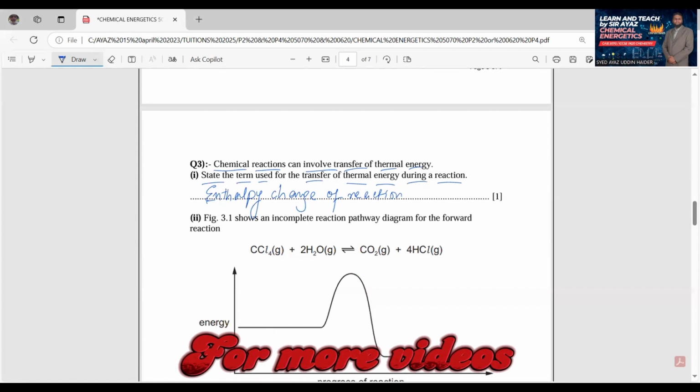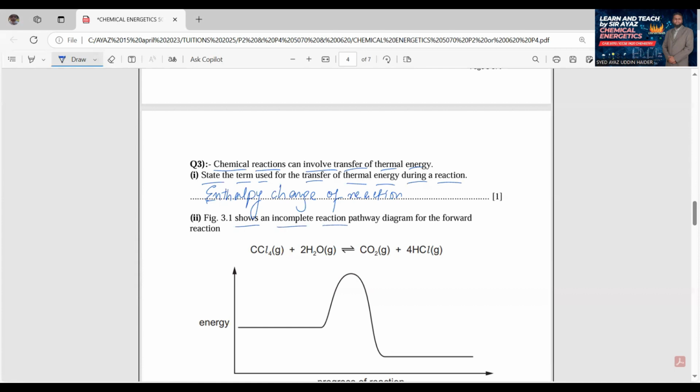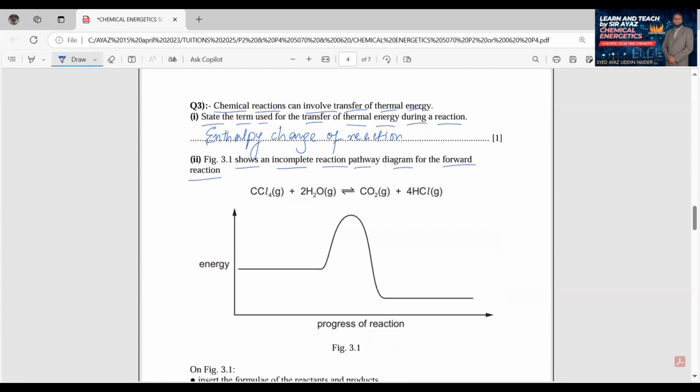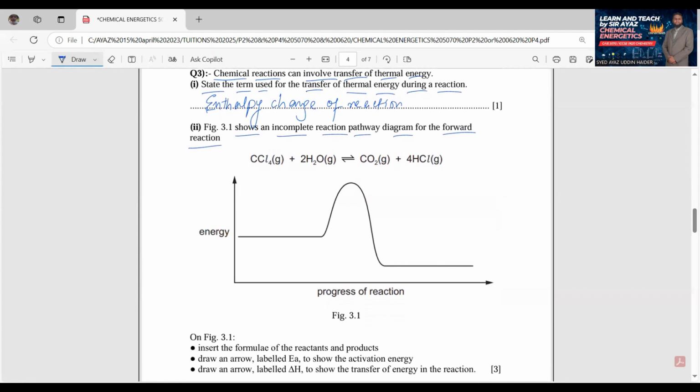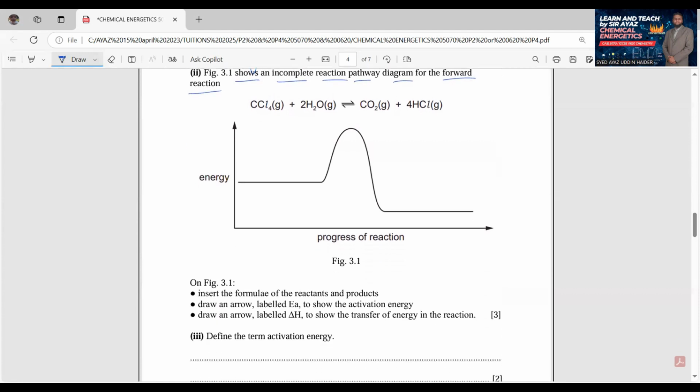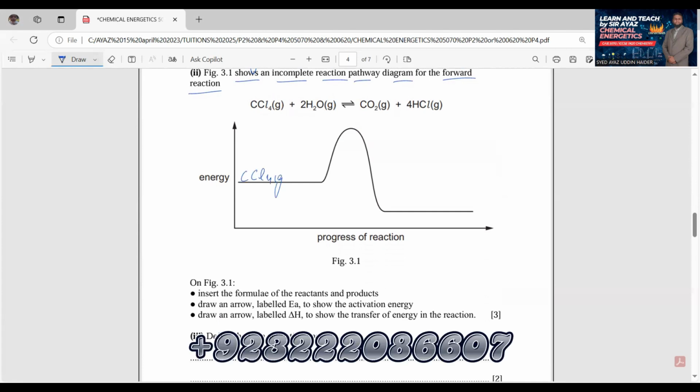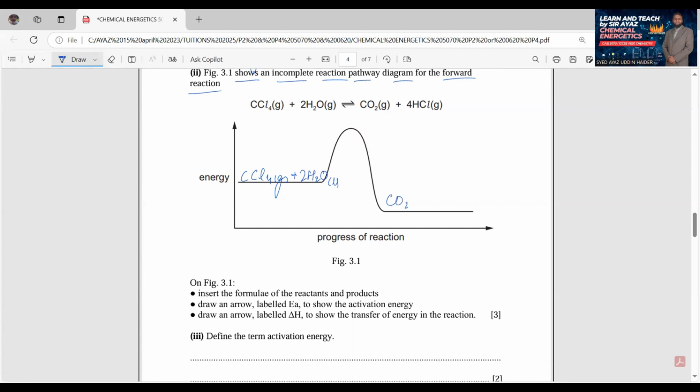Part 2. Figure 3.1 shows an incomplete reaction pathway diagram for the forward reaction. This reaction, CCl4 gas plus 2H2O gas, reversible sign, CO2 gas plus 4HCl gas. On figure 3.1, insert the formula of the reactants and products. So on the reactant side, we have CCl4 gas plus 2H2O liquid. And on the product side, we have CO2 gas plus 4HCl gas.